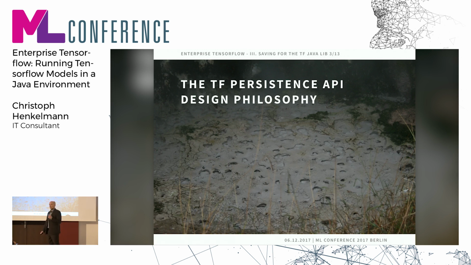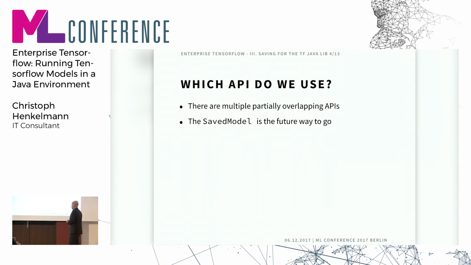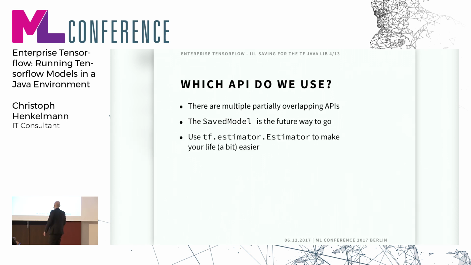I've talked to a lot of people at this conference, and I can tell you I'm not alone with that opinion. So, which API do we use? I just said there are partially overlapping APIs. Sometimes one API uses the result of another API. They are in different packages. It's a nightmare. Long story short, use SavedModel. That's also the stuff that you're supposed to use in the future.